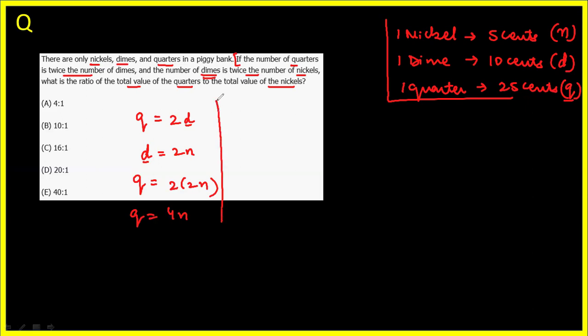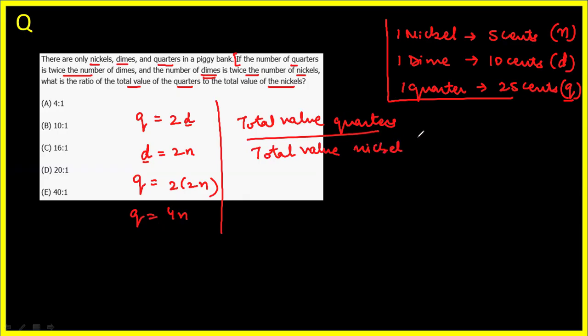Now, what is required in the question? This is given to us: q is equal to 4 times n. Now, what is the total value of quarters divided by the total value of nickels? How much is the total value of quarters? There are q quarters and each quarter's value is 25. So can we say the total value of the quarters must be 25q?